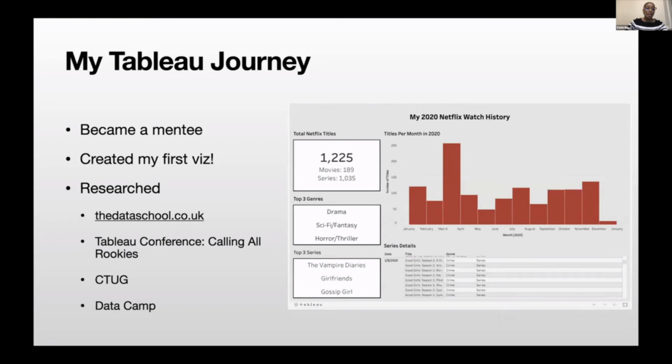At that point, I guess that's when he officially became my mentor, and he gave me my official first homework assignment, which was to find some data and visualize it. It took me forever, but this is what I came up with. This is a screenshot of my 2020 Netflix watch history. It was super basic, but I was so proud to do it all on my own.